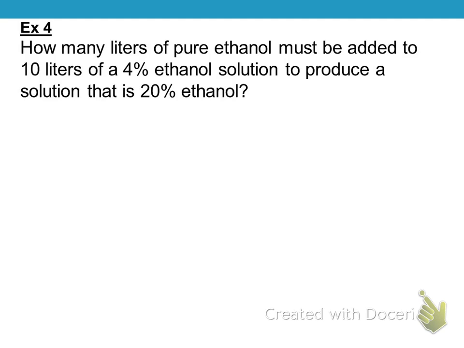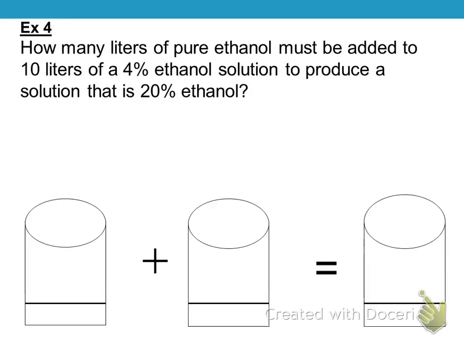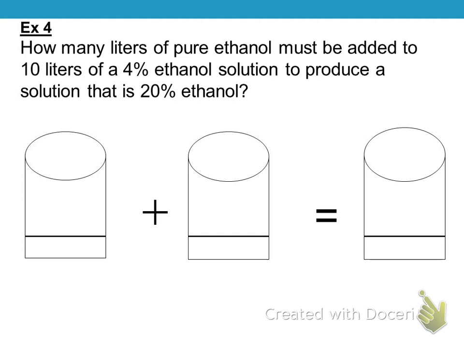So this is how many liters of pure, that's a key word there, pure ethanol must be added to 10 liters of 4% ethanol solution to produce a solution that is 20% ethanol. So we are going to set up our containers.